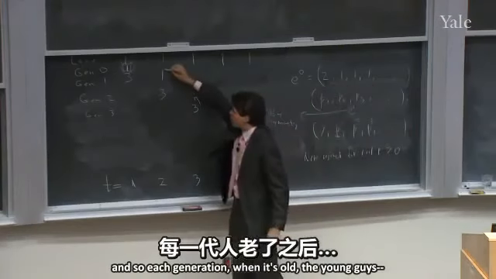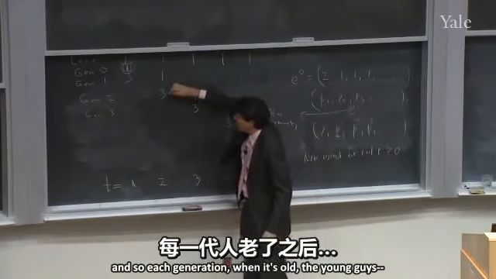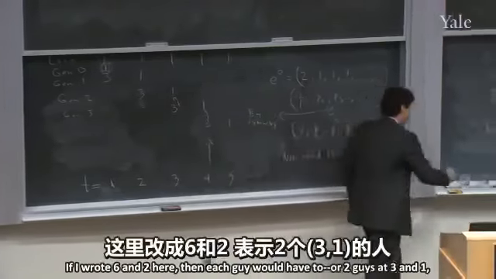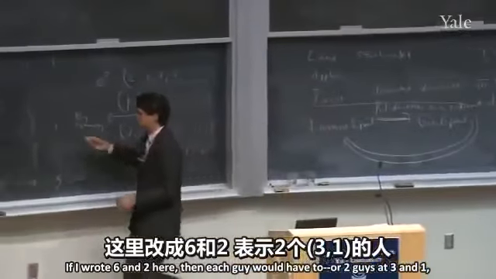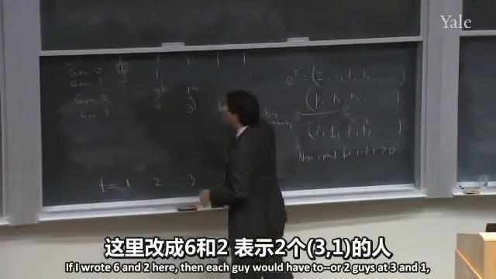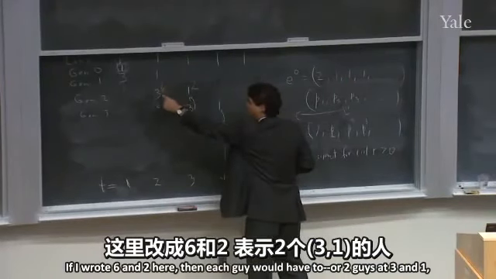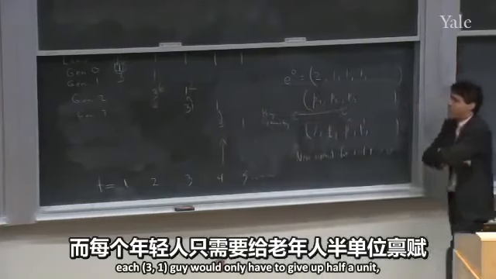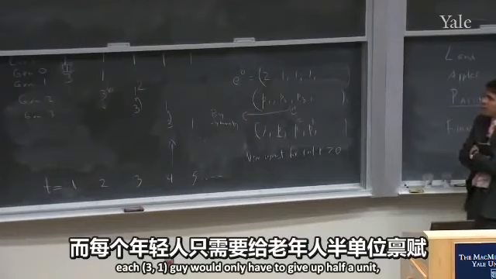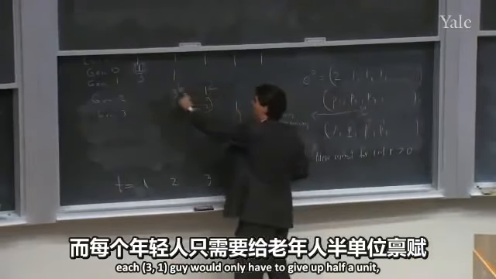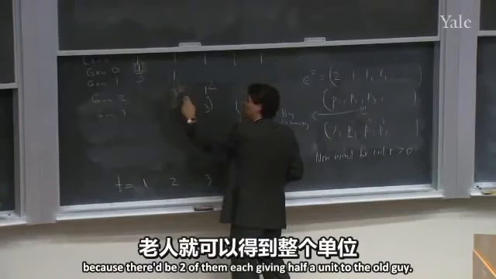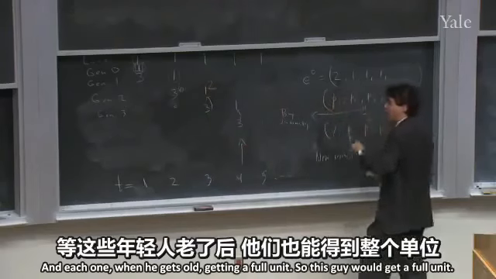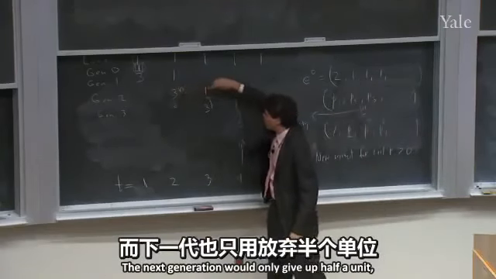And so each generation, when it's old, the young guys only have, if there's 6 and 2 here now, instead of, so I should use a different color. If I wrote 6 and 2 here, if I put 6 and 2 there, then 2 guys at 3 and 1, each 3-1 guy would only have to give up half of his endowment, half a unit, because there'd be 2 of them, each giving half a unit to the old guy, and each one, when he gets old, getting a full unit. So this guy would get a full unit, the next generation would only give up half a unit.